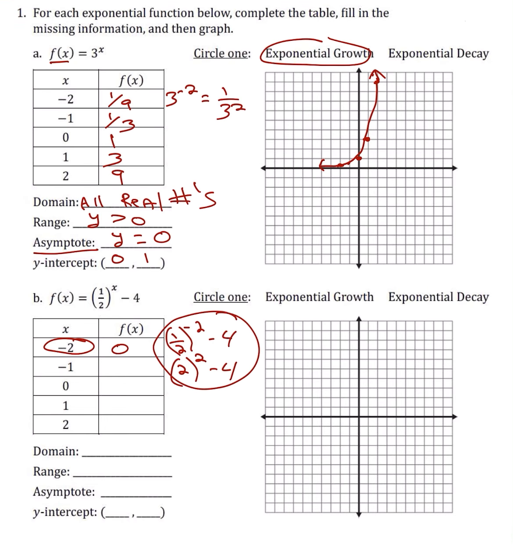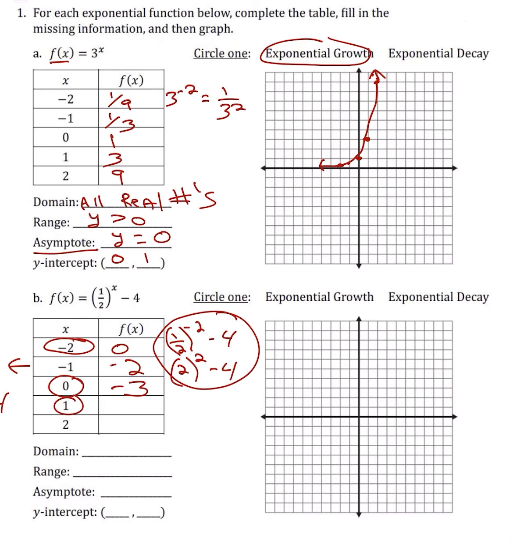Okay, x is -1. When x is -1, I'm going to kind of do that one over here. We basically have 1/2 to the -1 minus 4, which is the same thing as 2 to the positive 1 minus 4, because I flipped that fraction 1/2 and made it 2 and then changed the exponent to a positive. So 2 minus 4 is -2. Okay, 1/2 to the 0 power. We know anything to the 0 is 1, so it's 1 minus 4, which is a -3.